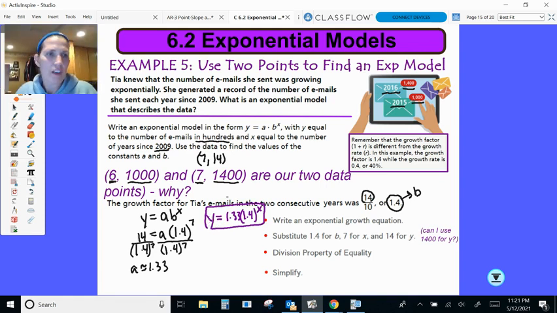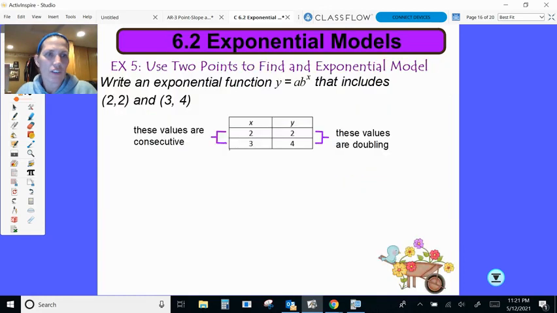All right, so let's take a look at another table here. Write an exponential function that includes these 2 points. One thing I want to notice is that whenever my values go from 2 to 3 consecutively, I can just look and see the relationship between these 2 values. Notice that this doubles. If that's doubling, it's being multiplied by 2, which becomes my growth factor. I can also take 4 divided by 2 and get the same thing. So my b is going to be equal to 2.